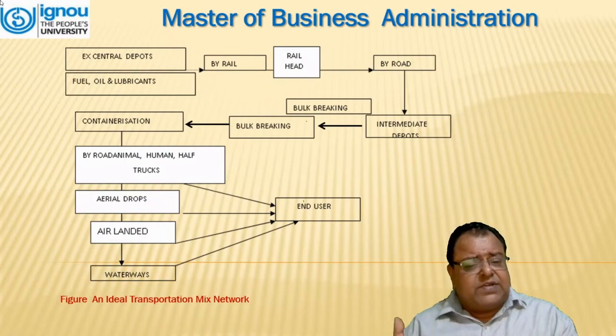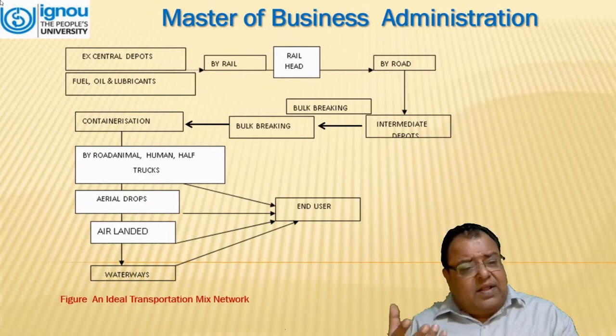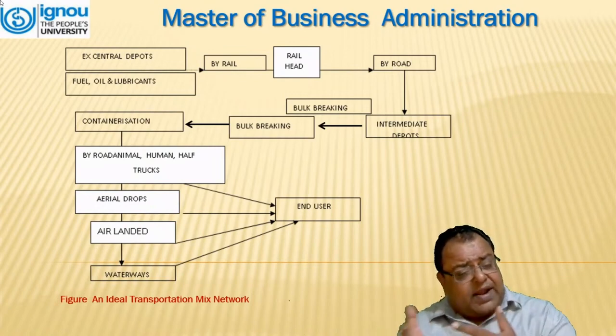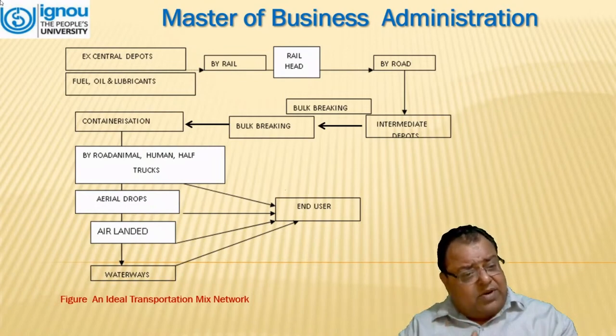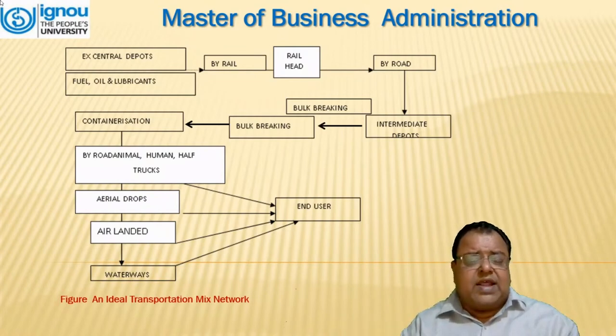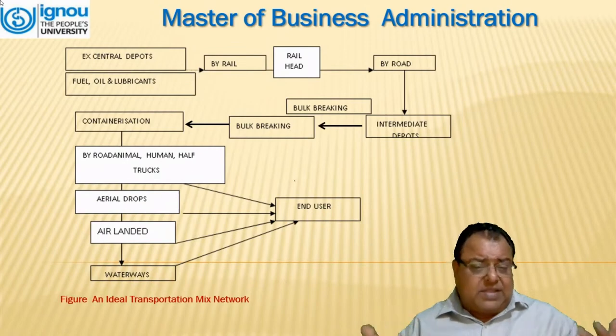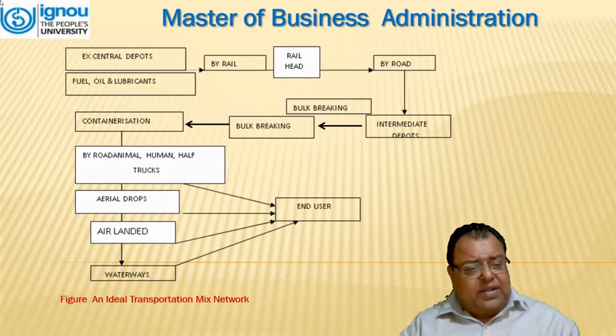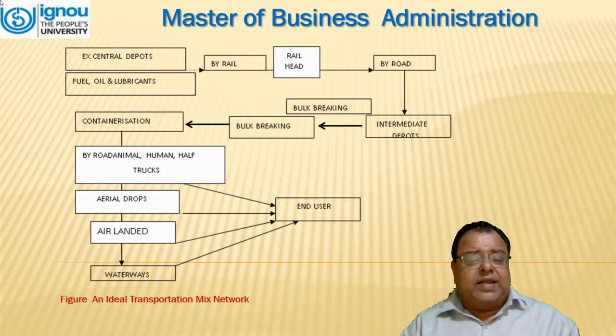The other ways of how the end user gets the product can be by road, animal, human himself, half trucks, aerial drop, air landing, or by waterways. And these are the different transportation methods which are being deployed universally for providing the services as well as goods to the end user.